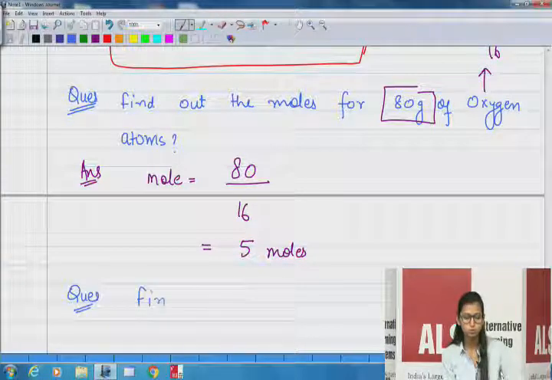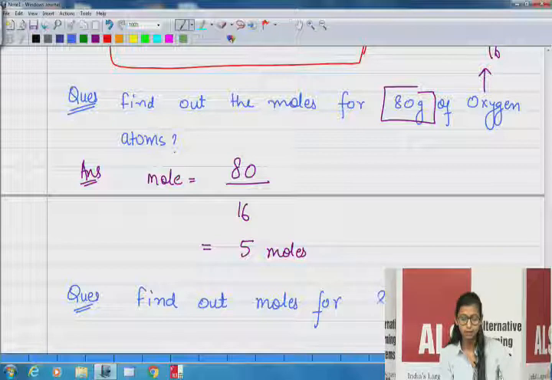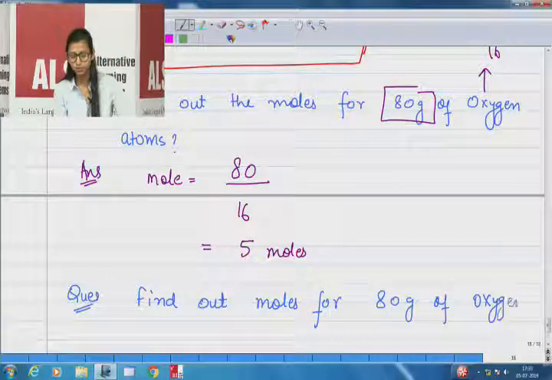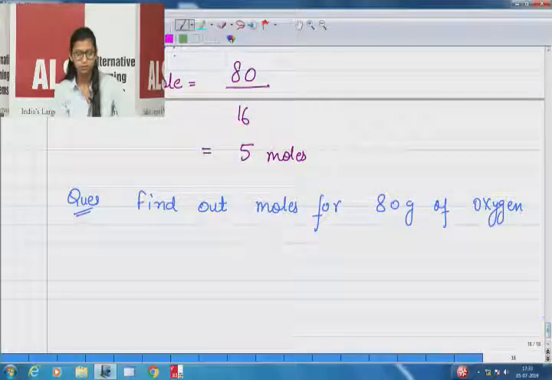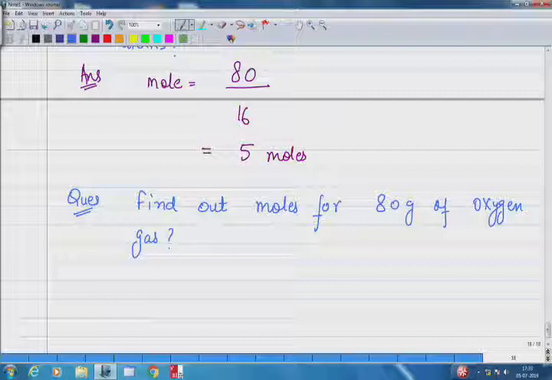Find out the moles for 80 grams of oxygen gas. Think about it and then tell me the answer. Find out the moles for 80 grams of oxygen gas.